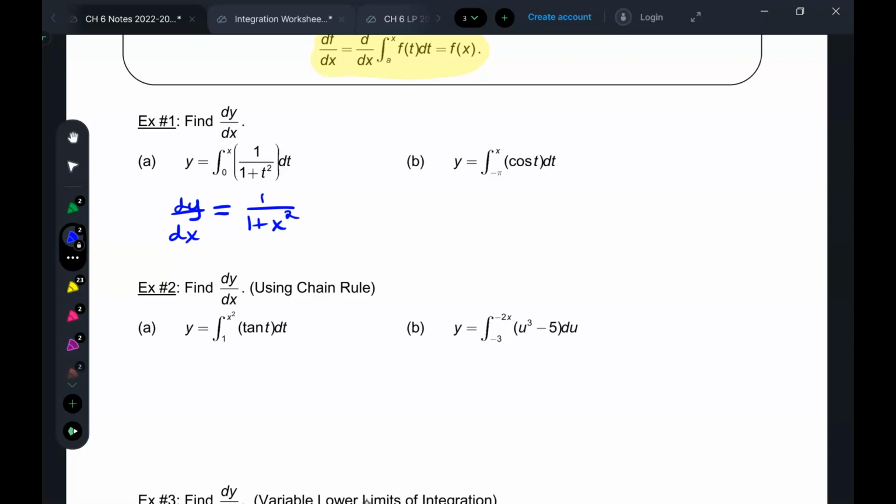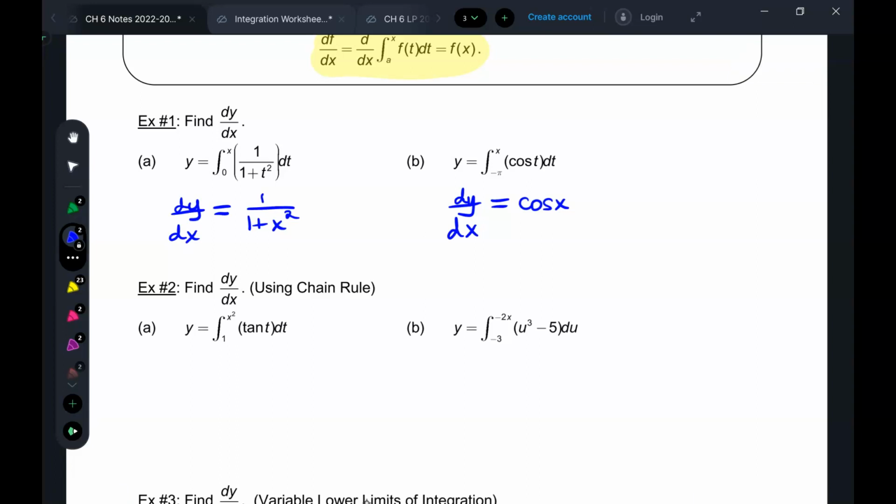Okay, next one. That's it. It's fundamental. What's the derivative of the integral from negative pi to x of cosine of t dt? Cosine x.